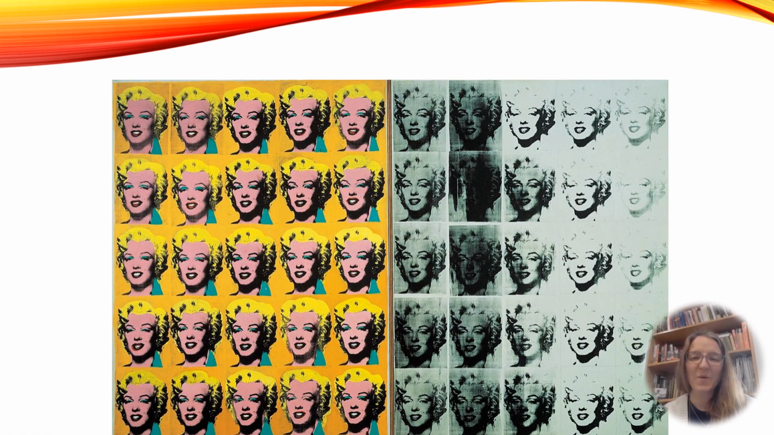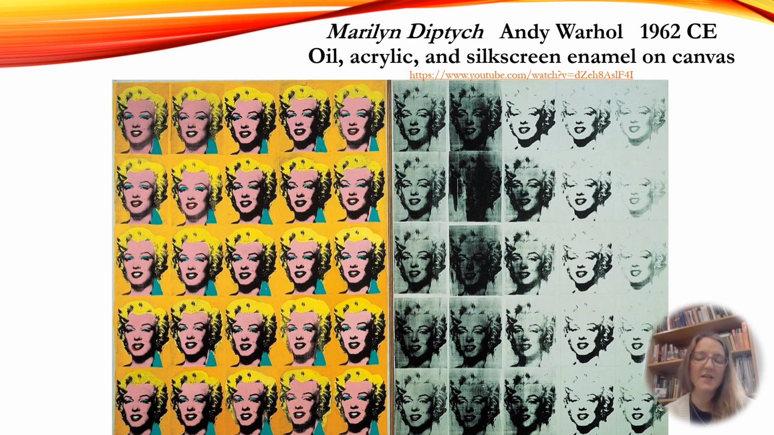All right, this is work number 147. It is called the Maryland Diptych. It's done by Andy Warhol. Andy Warhol was a pretty prolific artist working in the 1950s, 60s, and 70s and on into the 80s. This particular work is made with oil and acrylic, and then it does have a silkscreen enamel on canvas.